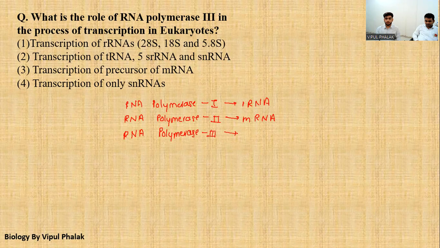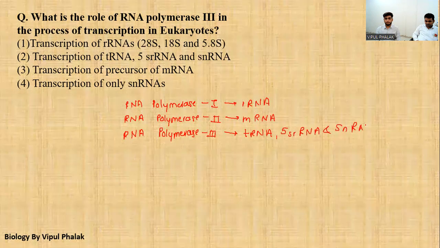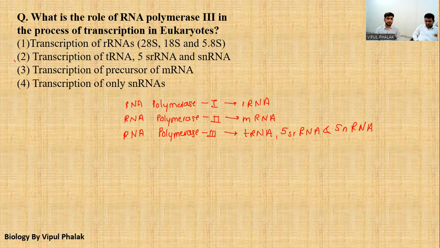which is responsible for synthesis of tRNA or small RNA such as srRNA and snRNA. So we can see that from the options, the second option matches, therefore it is the correct option.